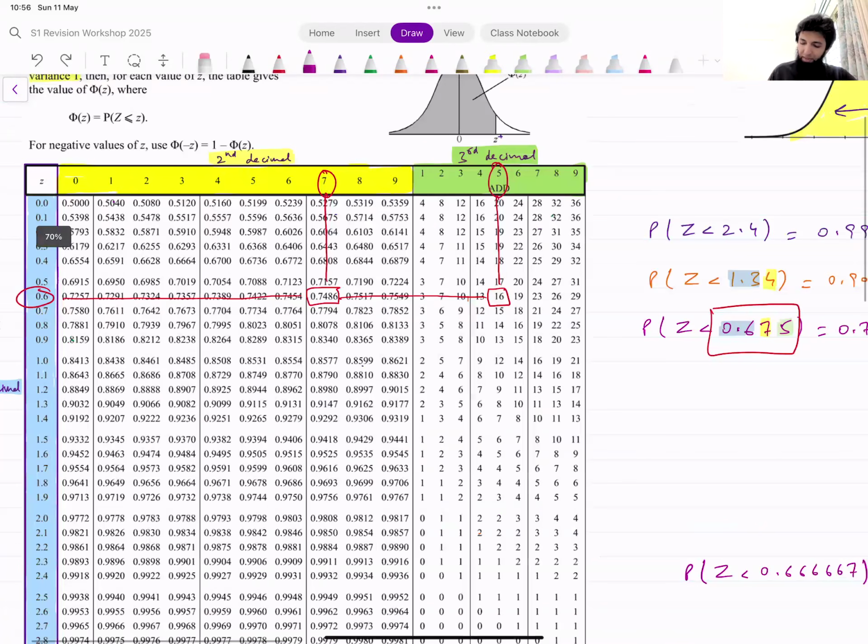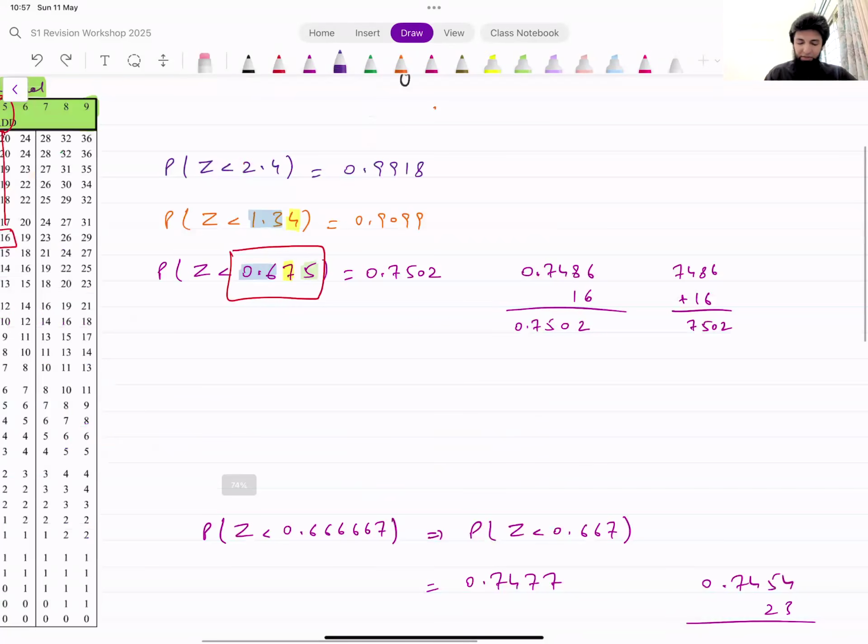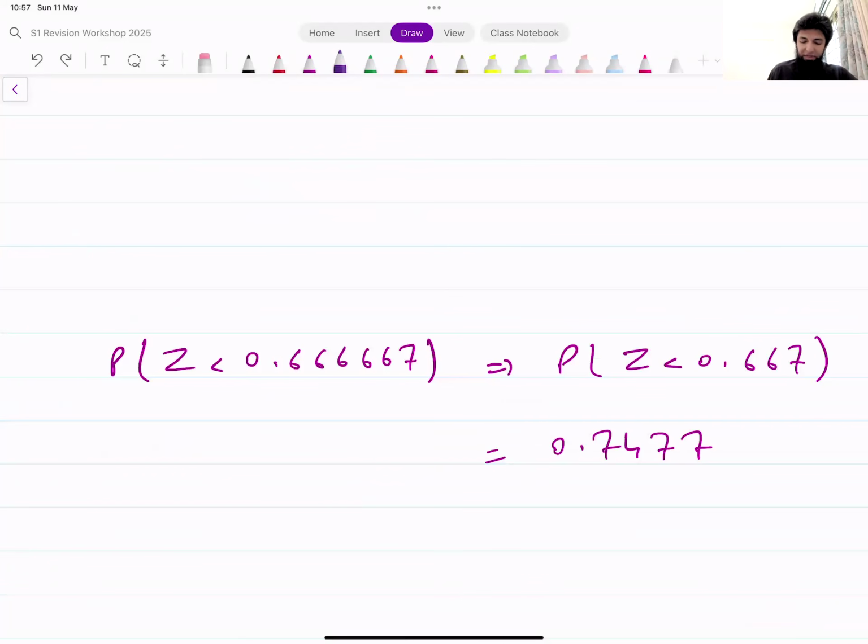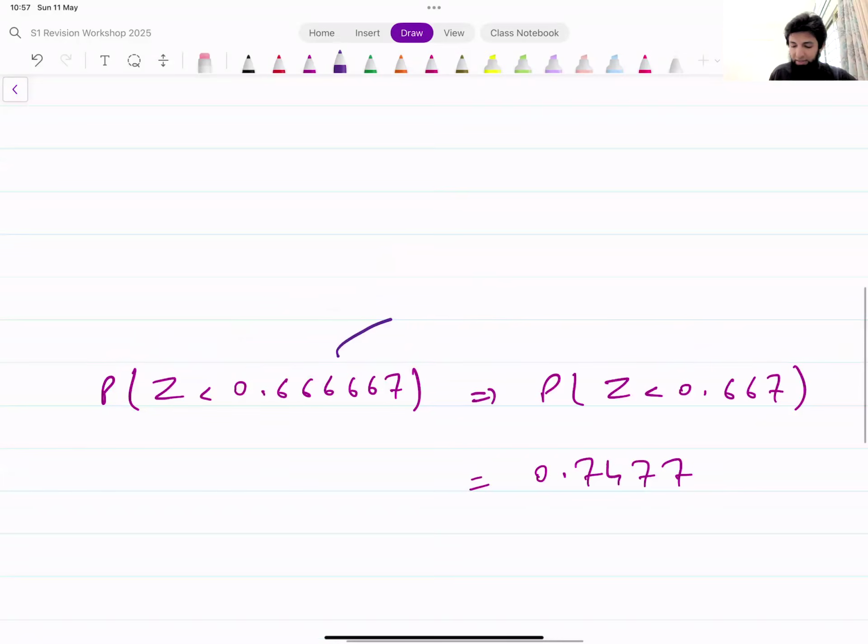All right. Now, when you're doing calculations, you will see sometimes you will have Z values that have more decimal places like this, 0.66667. Now, in the table, the Z values are rounded off to 3 decimal places. So before you read the table, you should round them off to 3 decimals and then read the value from the table.